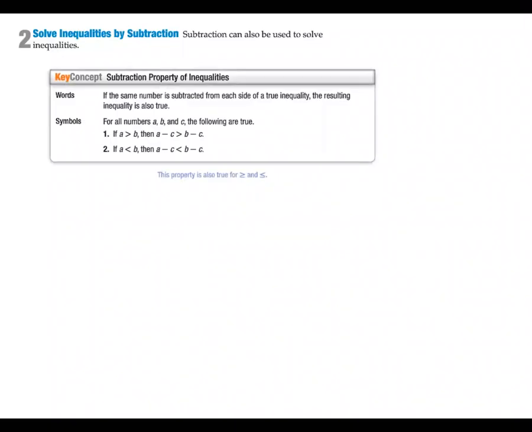Okay, now we're going to solve inequalities by subtraction, because subtraction can also be used to solve inequalities just like we used it to solve equations. So if you subtract the same number from an inequality, whether it's greater than, less than, greater than or equal to, or less than or equal to, the resulting inequality still holds true.